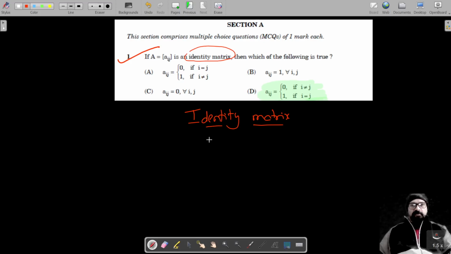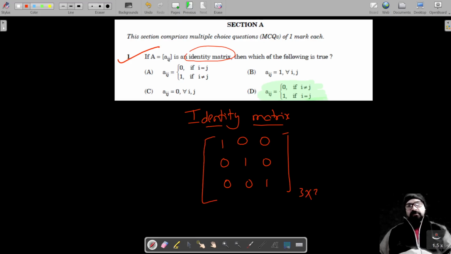Let me consider, first of all, that it's a square matrix. Square matrix means the rows and the columns are the same in number. So let me take an example of an order 3 matrix. Its diagonal elements are 1, so that is 1 0 0, 0 1 0, 0 0 1. So this is an identity matrix of order 3.